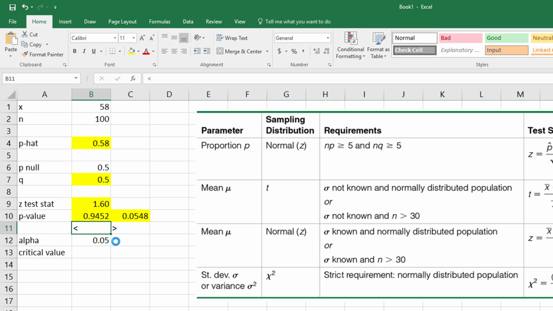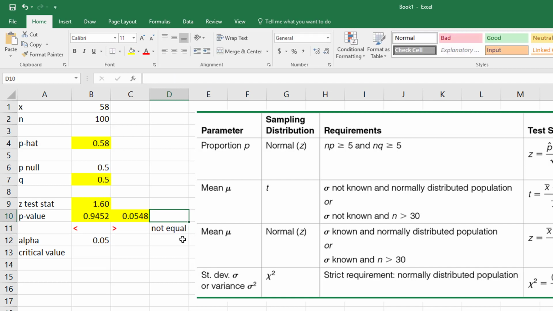So this would be if your alternative hypothesis is less than. This would be if your alternative hypothesis is greater than. What if it's a not equal? I don't think I can do a, well, I think I can, but I won't. I'll just put not equal.